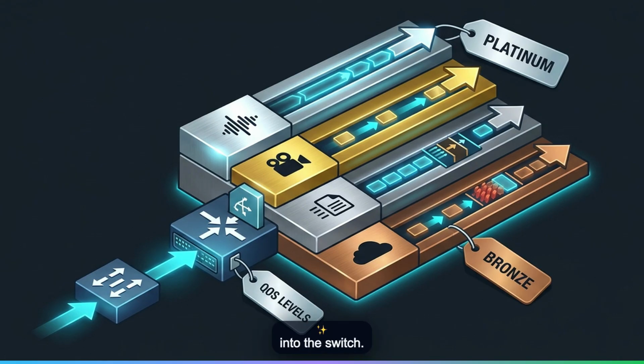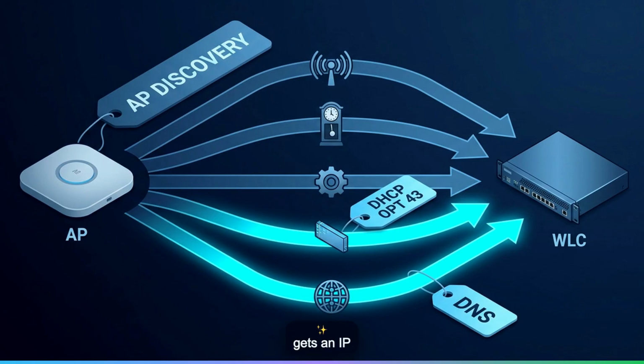Plug the AP into the switch, give it a few minutes. It boots, gets an IP via DHCP, and starts discovering WLCs. 5 methods: broadcast discovery, previously joined WLCs, manual CLI configuration, DHCP option 43, and DNS resolution of the cisco-capwap-controller.localdomain domain. In our topology, the AP finds the WLC through broadcast and option 43.